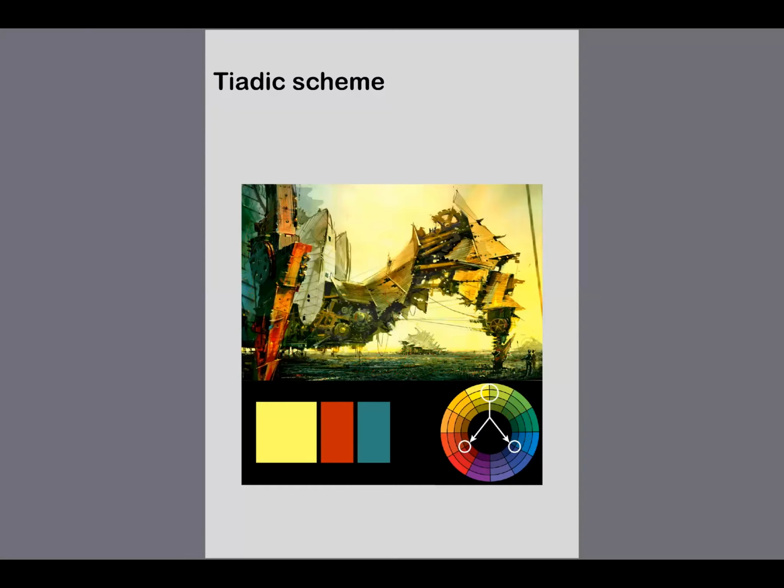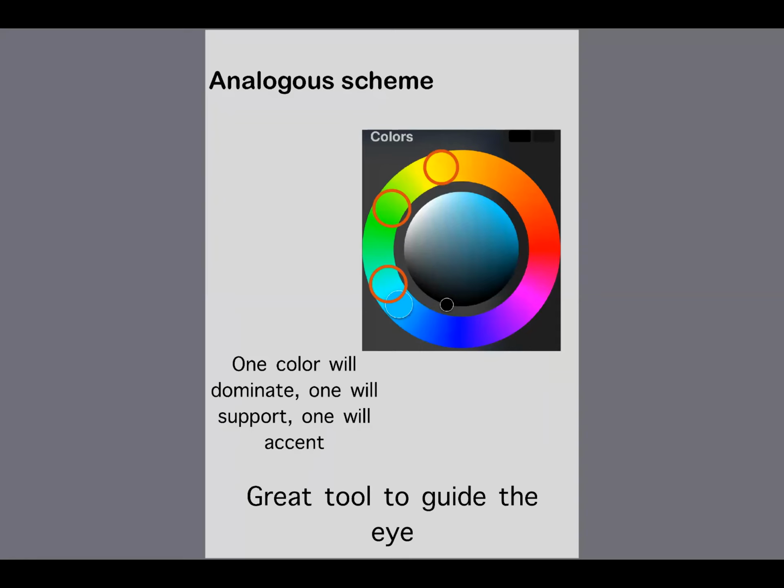Let's look at the analogous scheme. The analogous scheme is having one side of neighbor colors going together. It's actually more of a harmonious scheme. But of course, one color will dominate. That's a rule in every scheme. One color should dominate, one will support and one will accent. So they have an order of 1, 2, 3. Otherwise, the viewer will be lost. Yeah, it's a great tool to guide the eye with a harmonious effect. So your viewer feels like he's going through levels without even noticing. So the image looks complete.